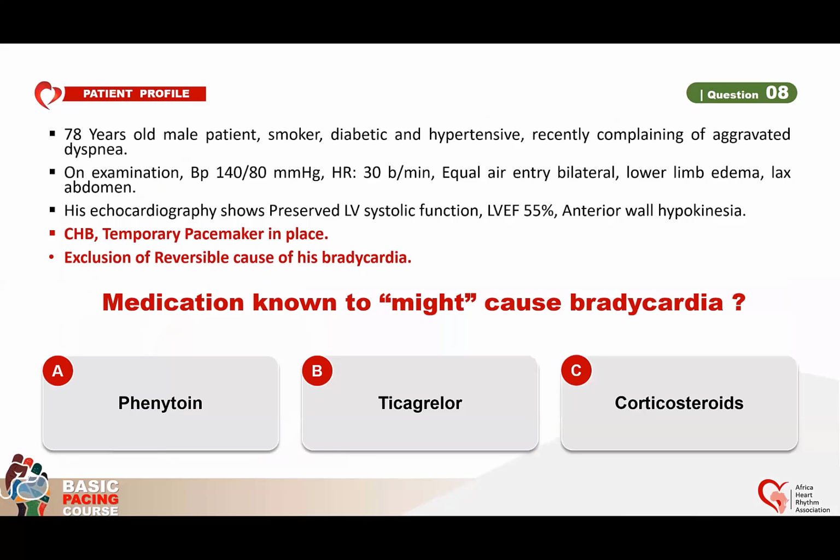So now back to our scenario for this 78-year-old patient. He has complete heart block. Your temporary pacemaker is in place. Now it's time to exclude the reversible causes for his bradycardia. And this is a reflection for all patients once you have a patient with a documented bradycardia.